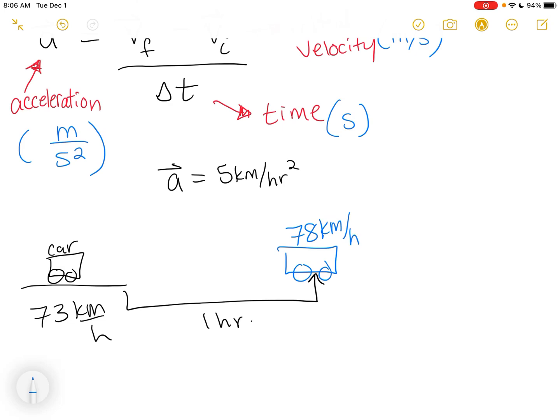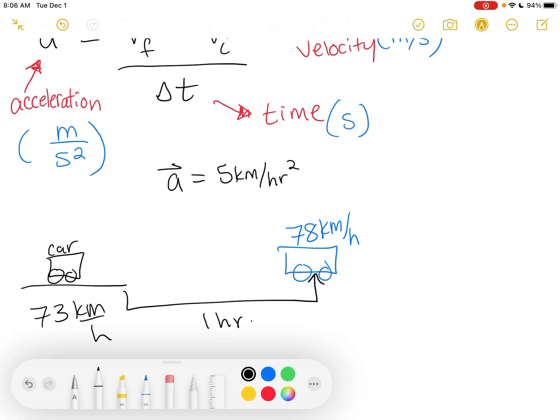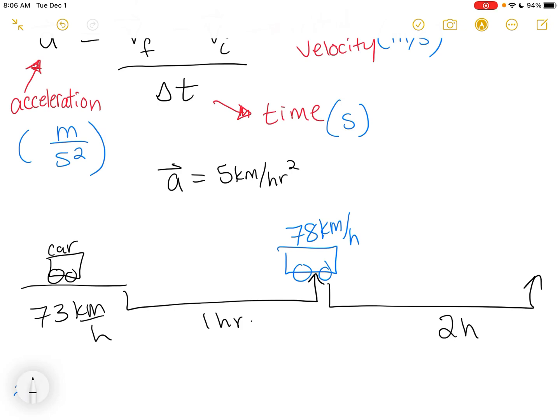So it's been 1 hour. The speed or velocity of our car will have gone up by 5 kilometers per hour. If we then were to wait, say, another 2 hours for our car, then our car would be going 88 kilometers per hour because now it has been 2 hours. So over the time period of 2 hours, our car would have increased its speed by 5 kilometers per hour over the first hour, and then by another 5 kilometers per hour over the second hour, bringing us up to a now velocity of 88 kilometers per hour.